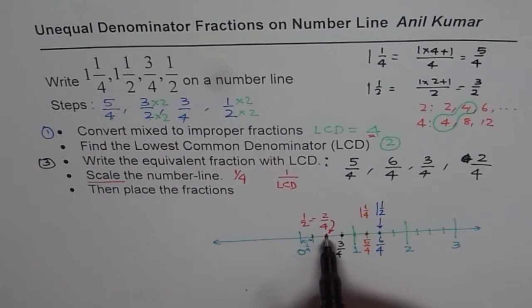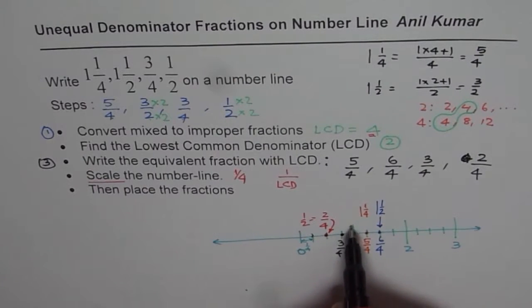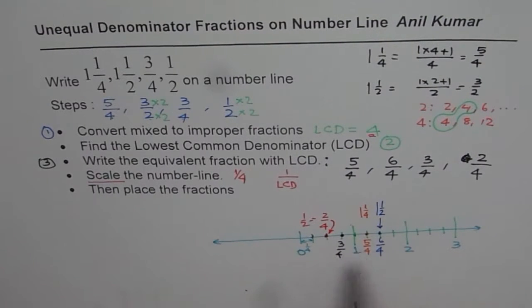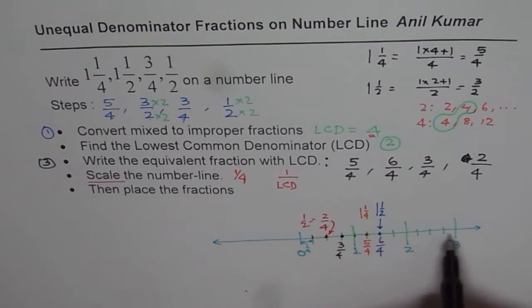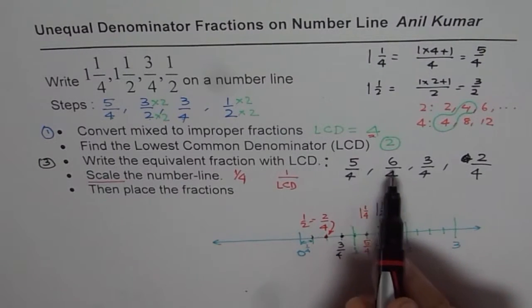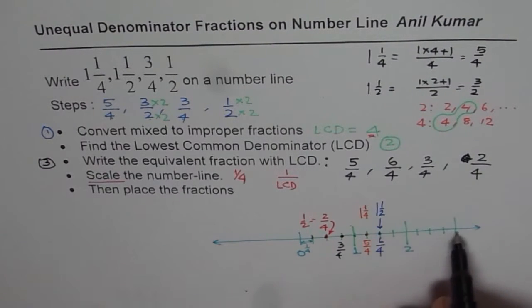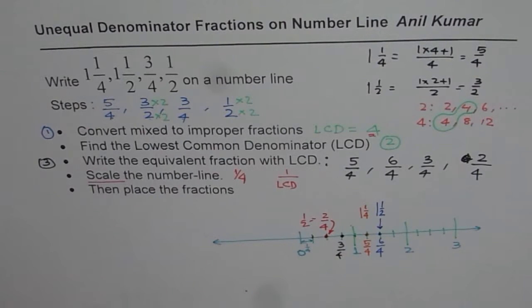So 1/4, 2/4, 3/4, 4/4. 4/4 is as good as 1. Likewise, we can scale our number line and then we can place all the fractions on the number line. So that is how it should be done. I hope it is absolutely clear.